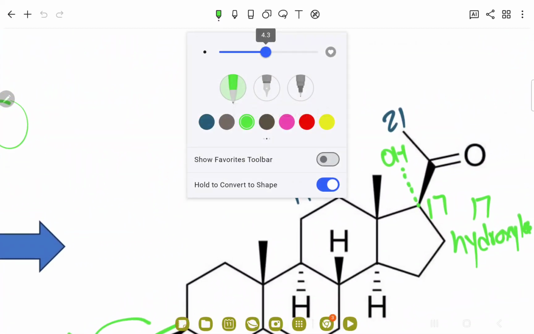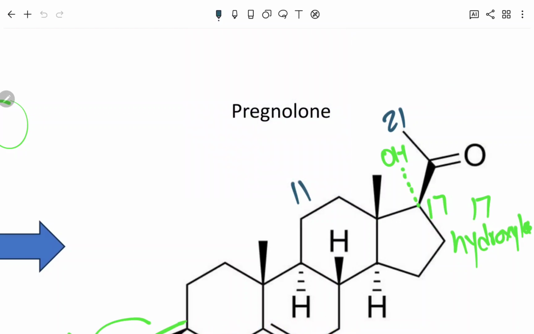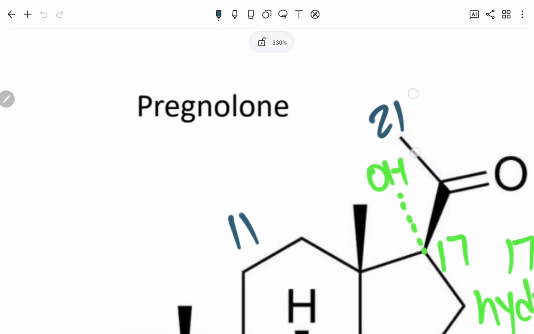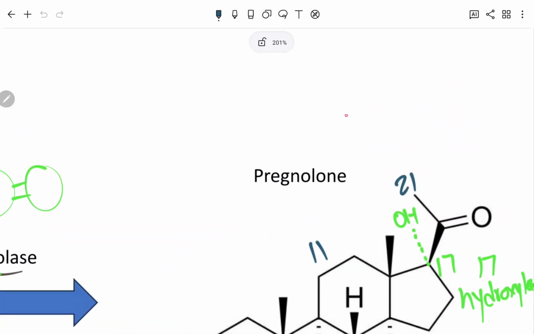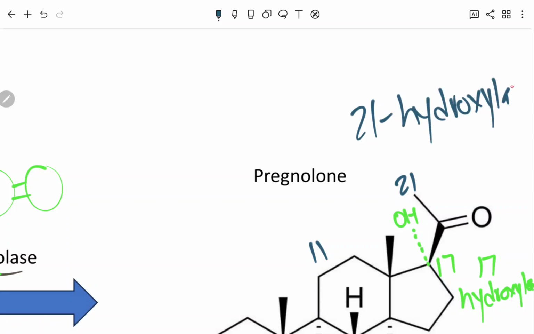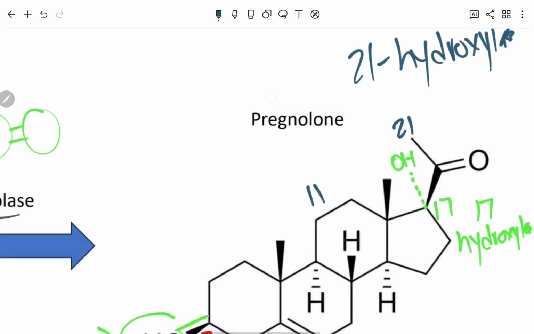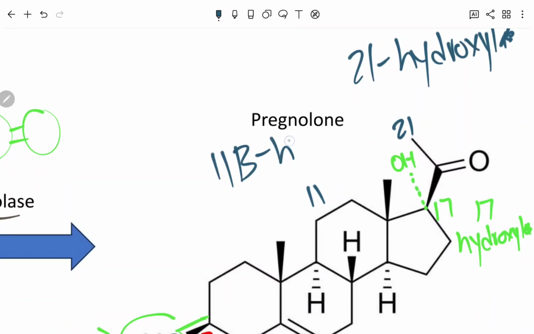Now, what about the rest of the chemical modifications? We have other secondary chemical modifications. What are they? We can hydroxylate carbon number 21 and carbon number 11, via the action of enzymes. If we want to hydroxylate carbon number 21, we'll have the enzyme called 21-hydroxylase. And if we want to hydroxylate carbon number 11, we'll have 11-beta hydroxylase.